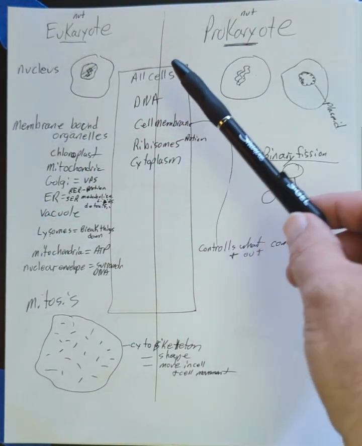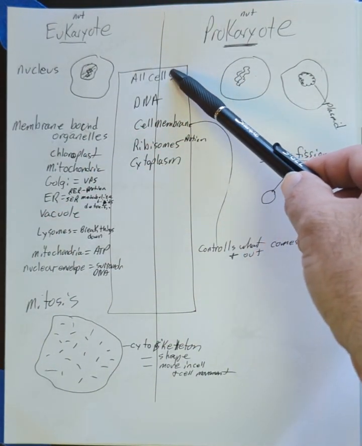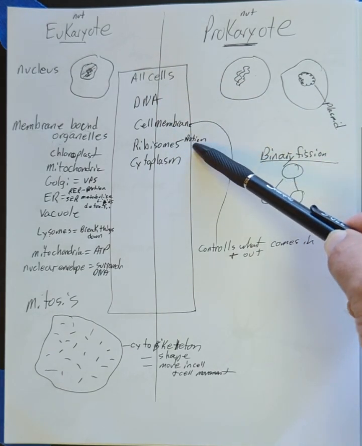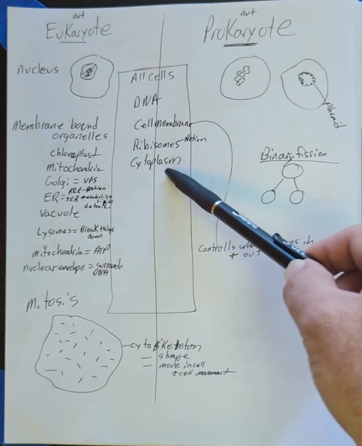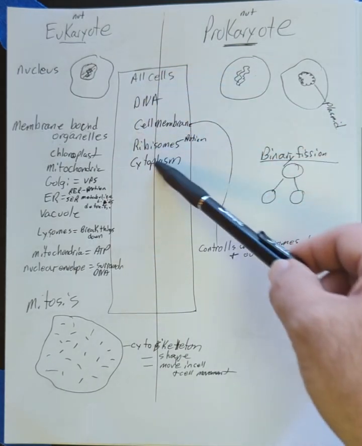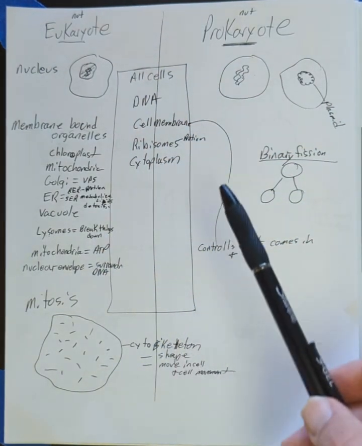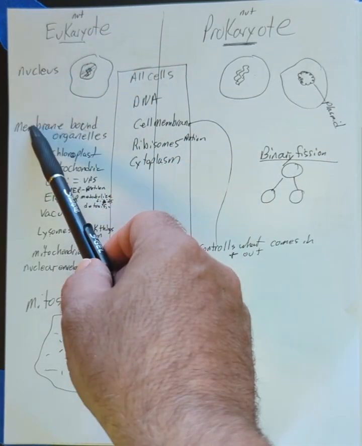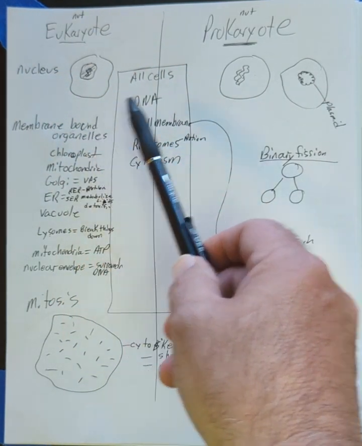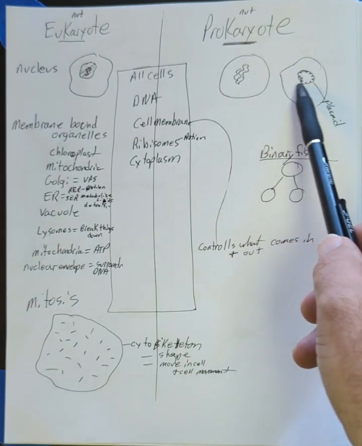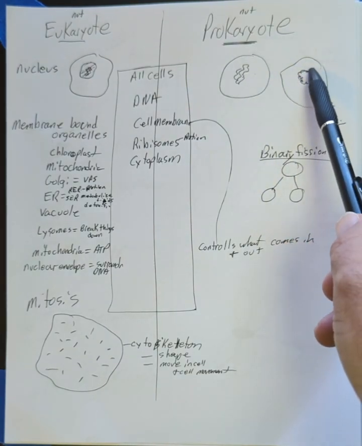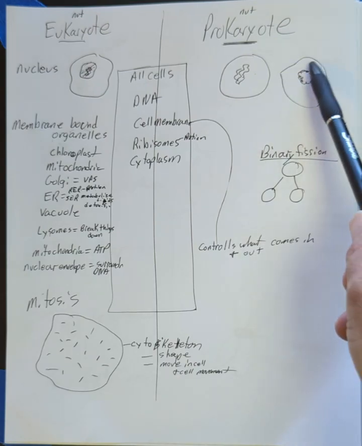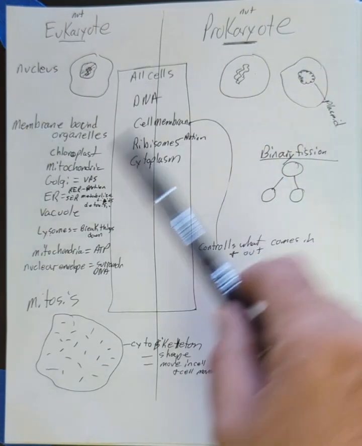Okay. We talked about how all cells have DNA, cell membranes, ribosomes to make proteins, and cytoplasm. Okay, all cells have these things. We talked about how a eukaryote is defined by having a nucleus and membrane-bound organelles. Prokaryotes do not have a nucleus. They have circular DNA called a plasmid that is just in the cytoplasm. It's not surrounded by a membrane.